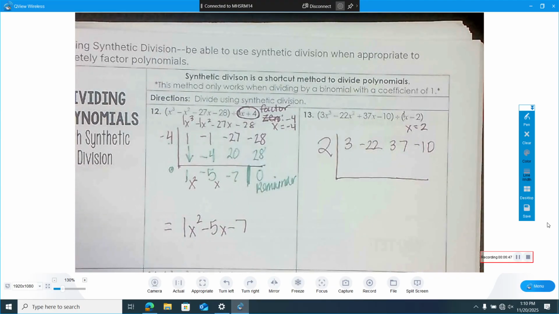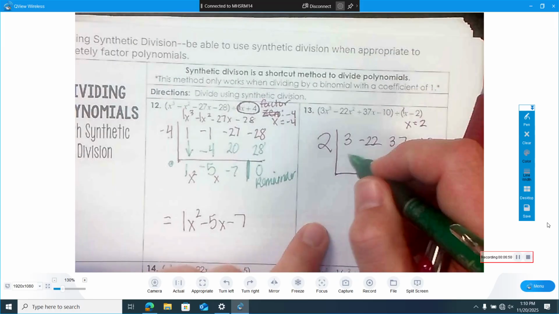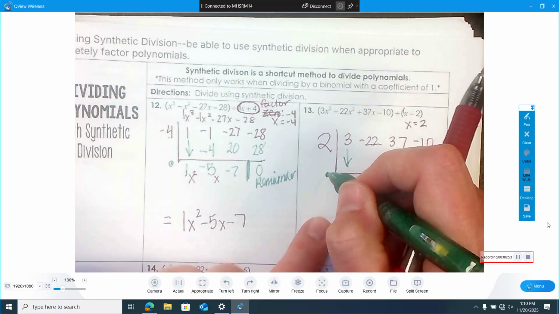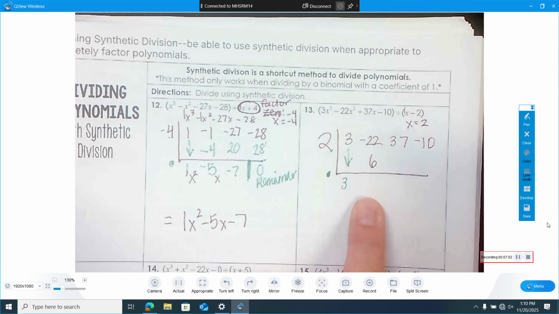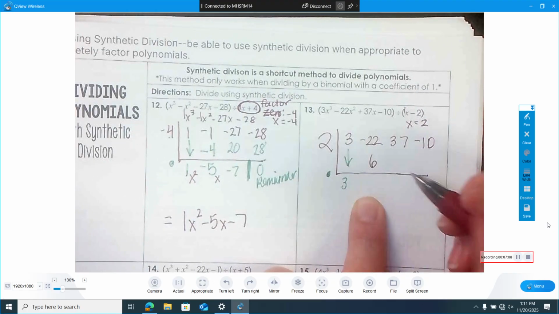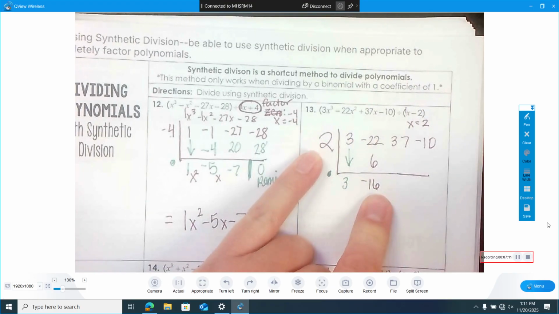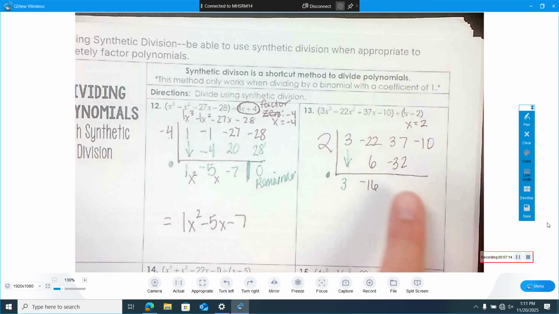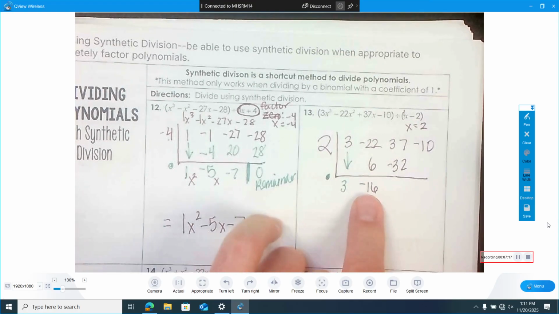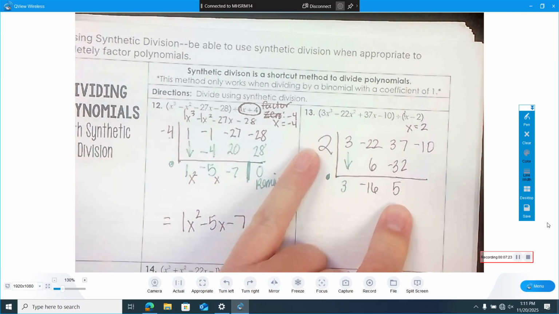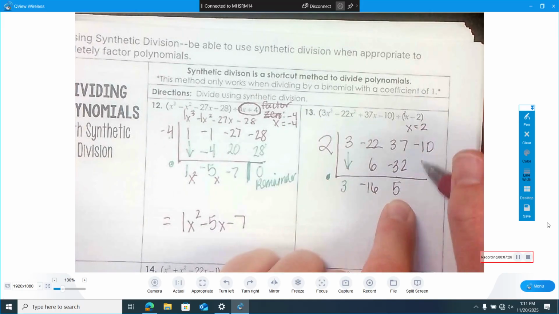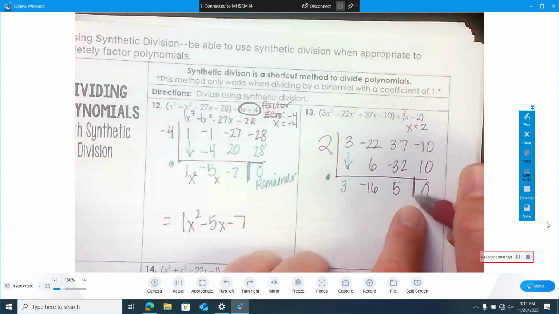All right, the process is bring down, multiply, combine. So bring down your 3. And then we multiply and combine. What do we get when we multiply? 6. All right, combine. -16. Multiply. -32. Combine. -16 times 2? Okay. +5. And then we multiply. 10. Combine. 0. What's the remainder?